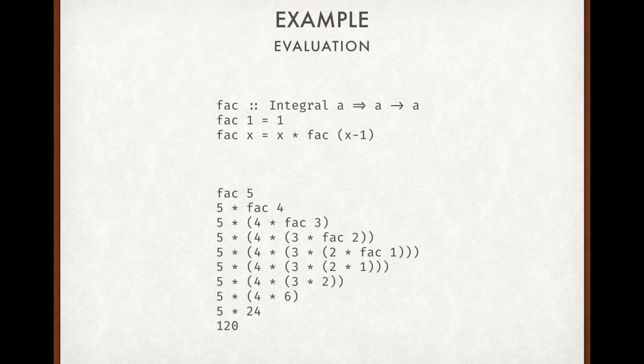The number on the left is forced because you have to compare against 1. Does that make sense? Fact 1 equals 1. So the left side of the first argument of fact is strict because it has to be compared against 1. So you have to reduce it to normal form. Does that make sense to people?